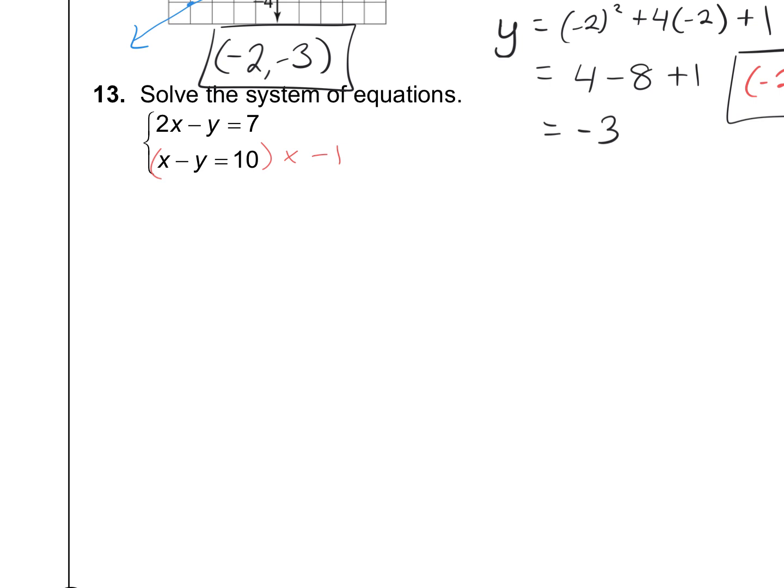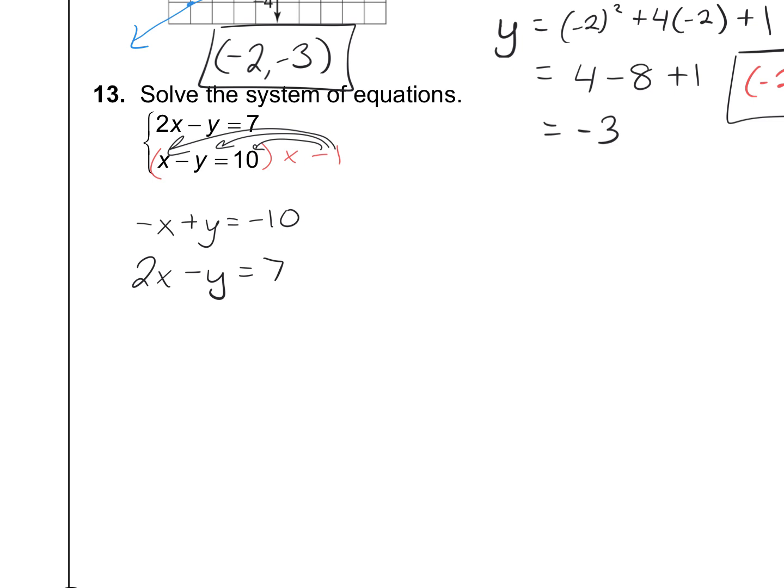Okay? So here, make sure when you do this, you're multiplying it to every number, not just the 2. So I have -x plus y equals -10. Good. What do I do with that other equation? Rewrite it. Yep, bring it down. So I have 2x minus y equals 7.